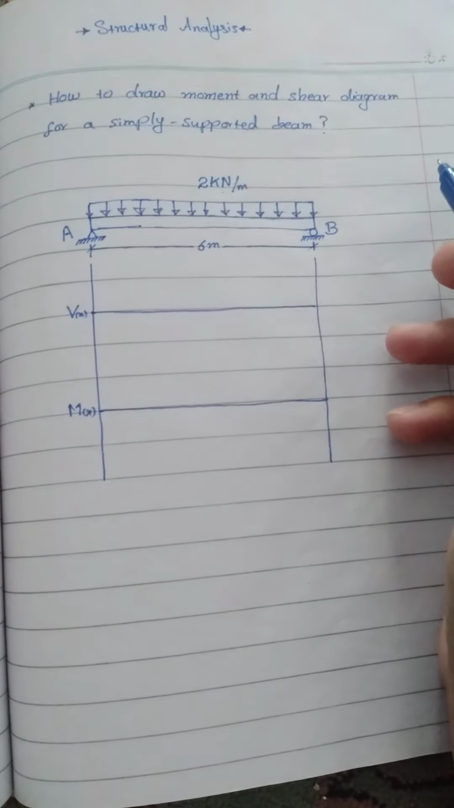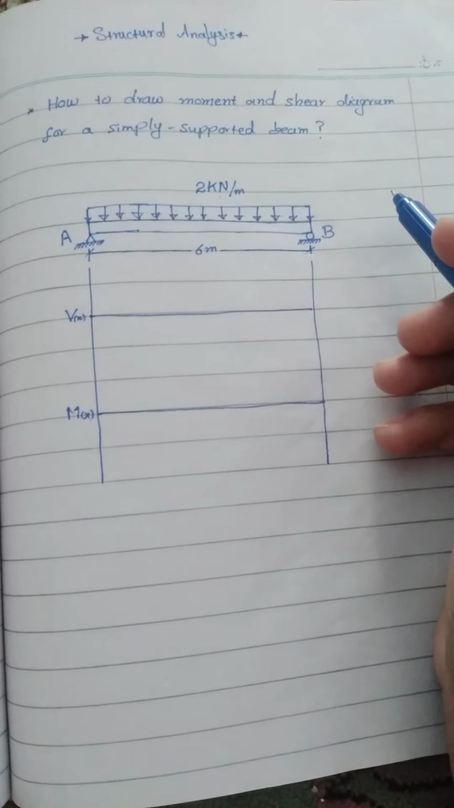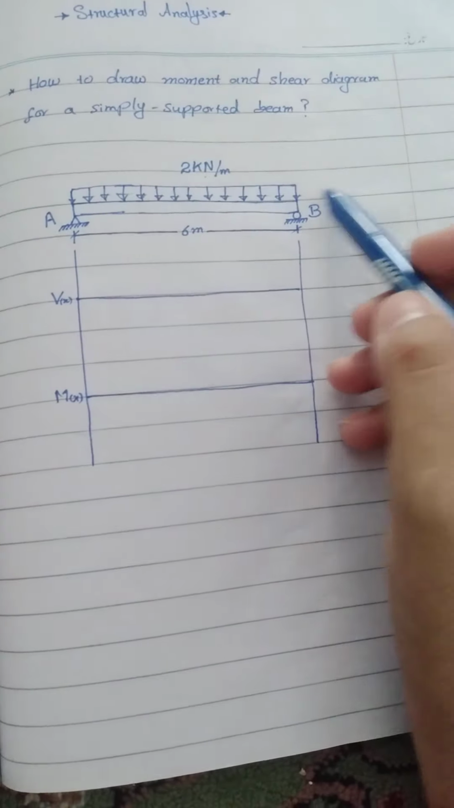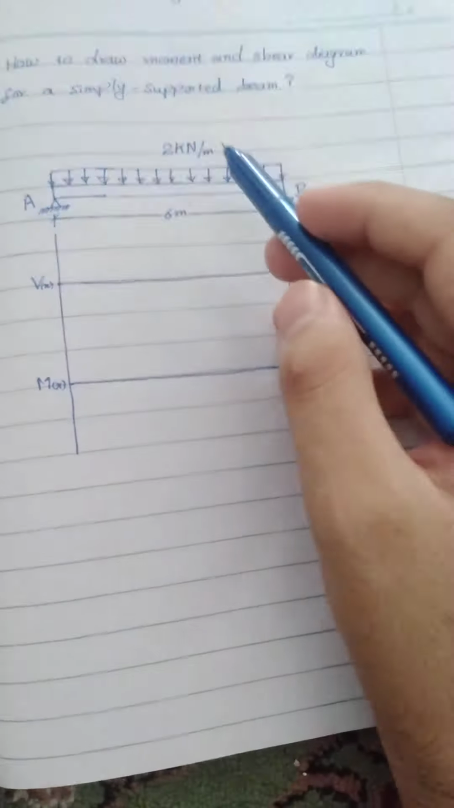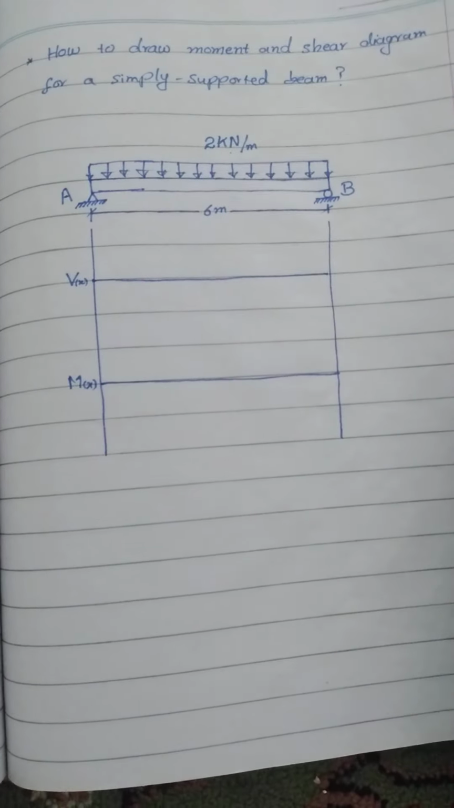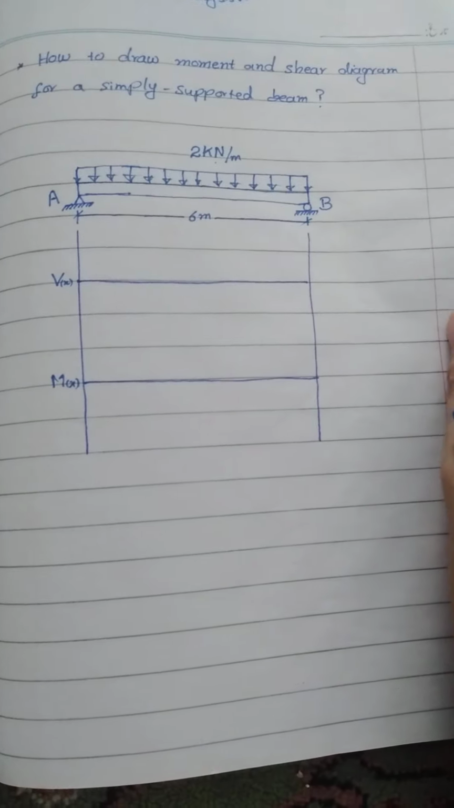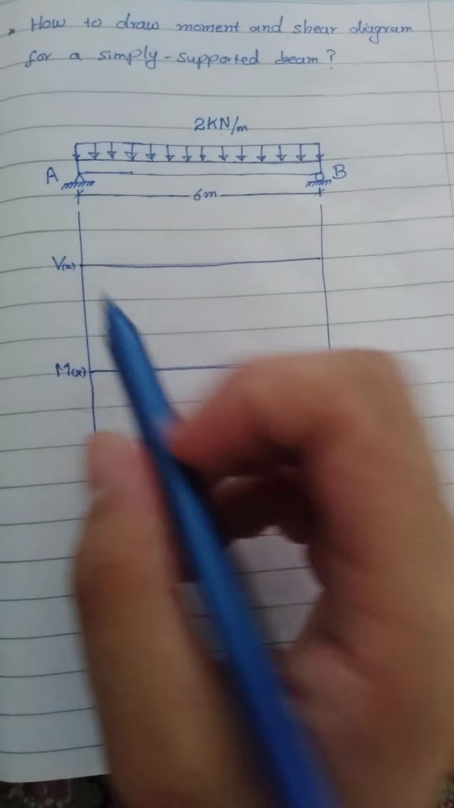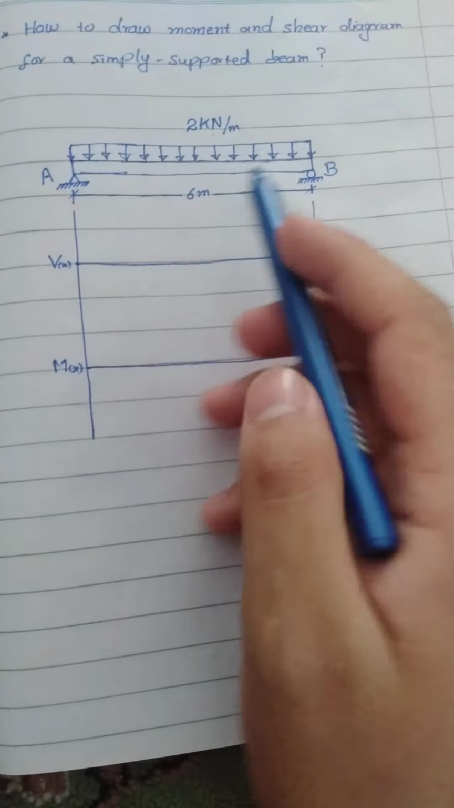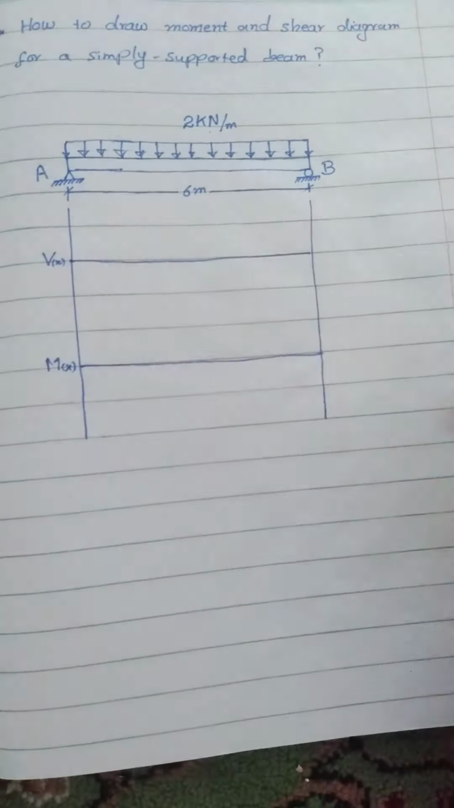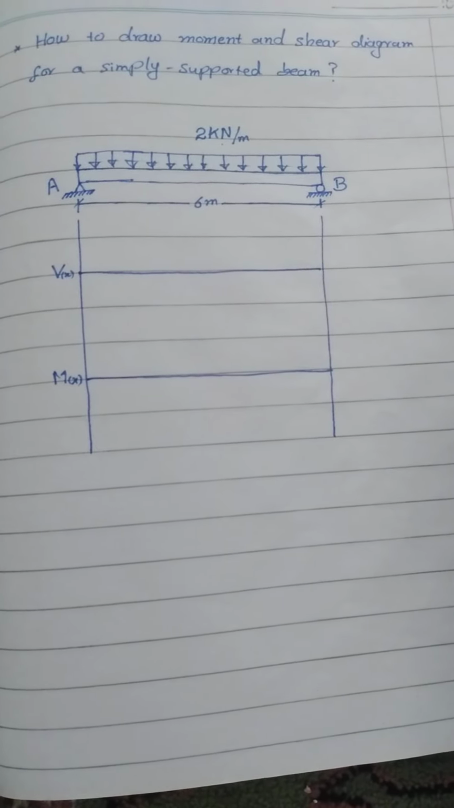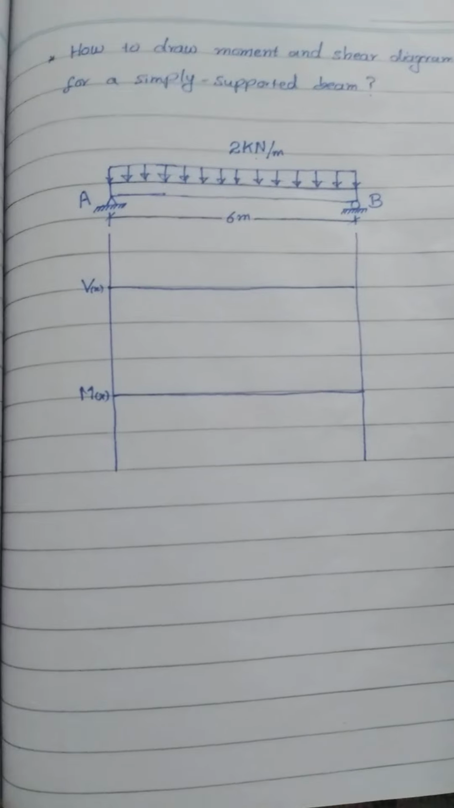So in this video I'm going to draw a shear and moment diagram for a simply supported beam. As you can see, the beam has a length of 6 meters and is loaded with a uniform distributed load of 2 kilonewton per meter. So let's start the procedure for drawing the shear moment diagram. First of all, we need to determine the support reactions at A and B, and followed by that we will take a section from point A to any point X on the beam, and we'll make equations for moment and shear diagram. So let's start.